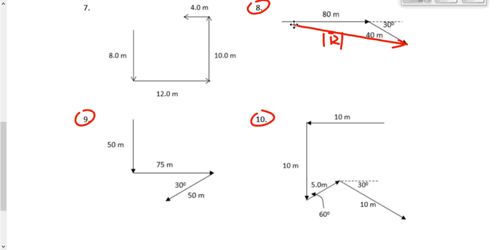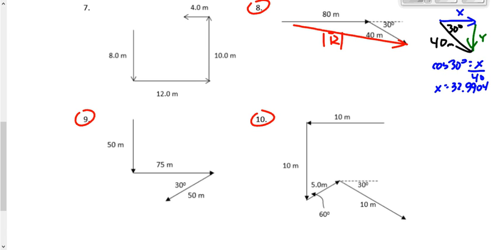let's get rid of that 30-degree angle. I don't like 30-degree angles. I don't like any funny angles. So let's get rid of it. Let's just draw it off to the side here. Let's make this one my x, this one my y, and then let's find the value of x and y. We can find x by using cosine. Cosine 30 degrees is equal to adjacent over hypotenuse. I think it's 32.9904. I think that's what it was.